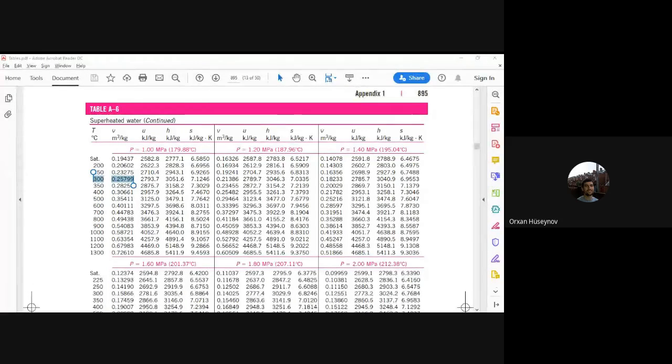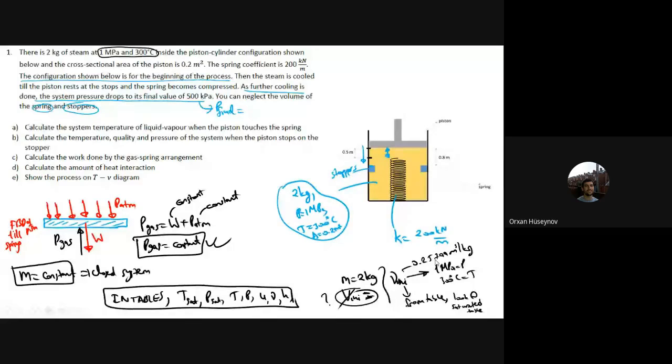Okay. Now I'm moving back to our example. We have 4 minutes, so in 4 minutes I can finish this part of the example. Okay, so I have found the specific volume, which is 0.25799 meter cubed per kilogram. This is the initial specific volume.